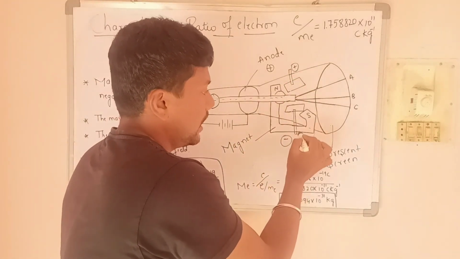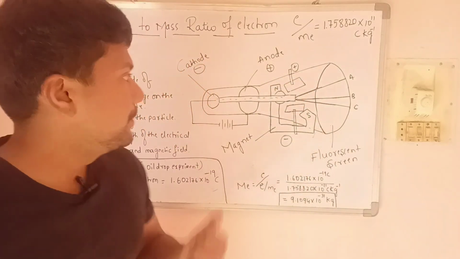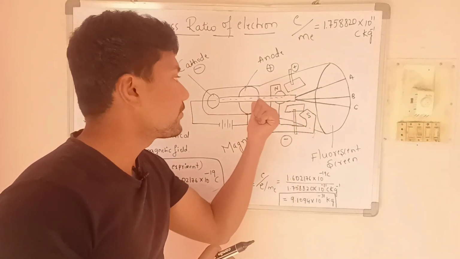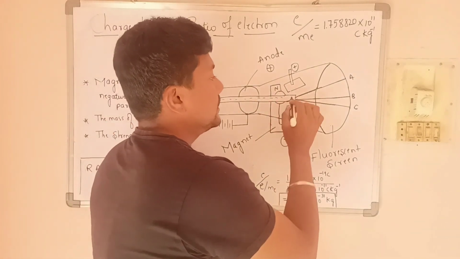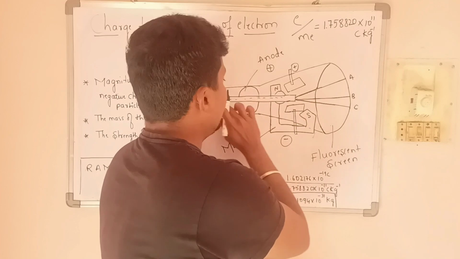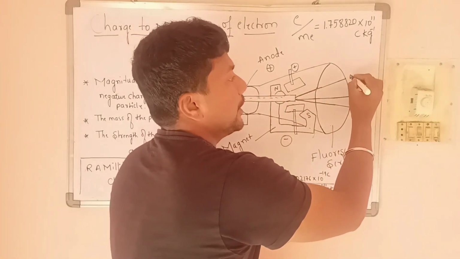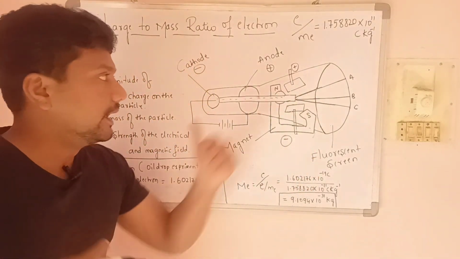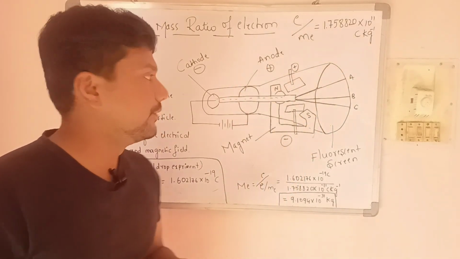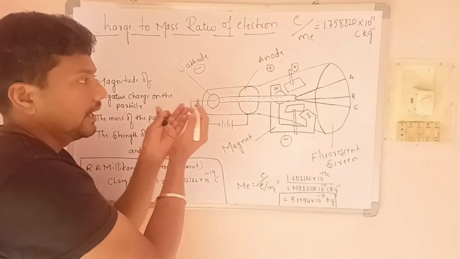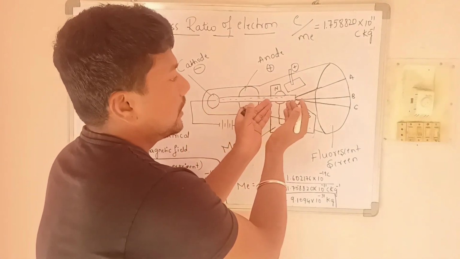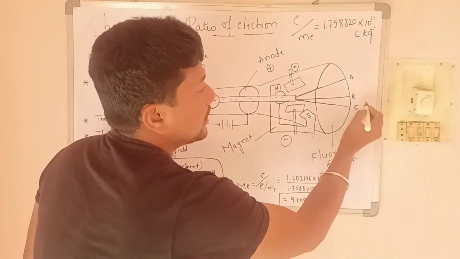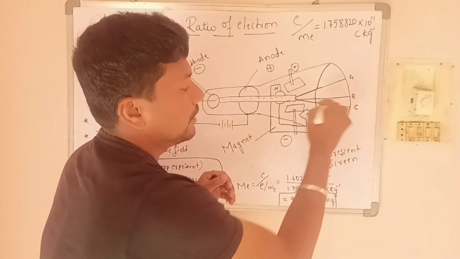This one is the electric field, plus and negative. When he placed the electric field, he observed a slight deviation in this ray. We can see that the straight line gets deviated and falls on the point A on the fluorescent screen. Next, he removed that electric field and placed a magnetic field. When he placed the magnetic field, the ray started to move, and at a certain point it deviated towards C and fell on the point C on the fluorescent screen.